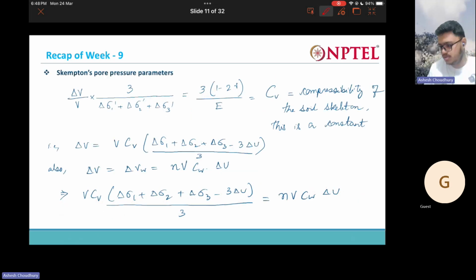Okay, so now let us see this. We studied the Skempton pore water pressure parameters, right? The A and B parameters. What is the relation between the A parameter and the B parameter, and how do we get them? So let us see that.